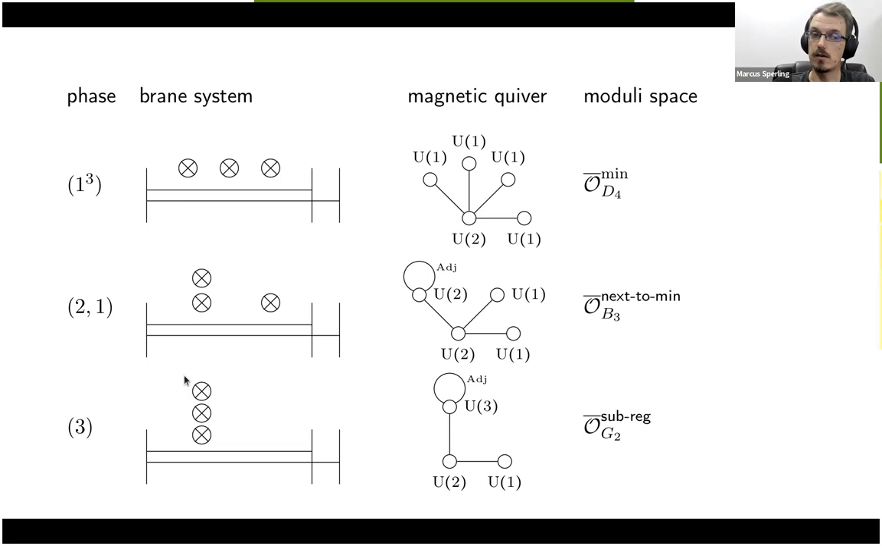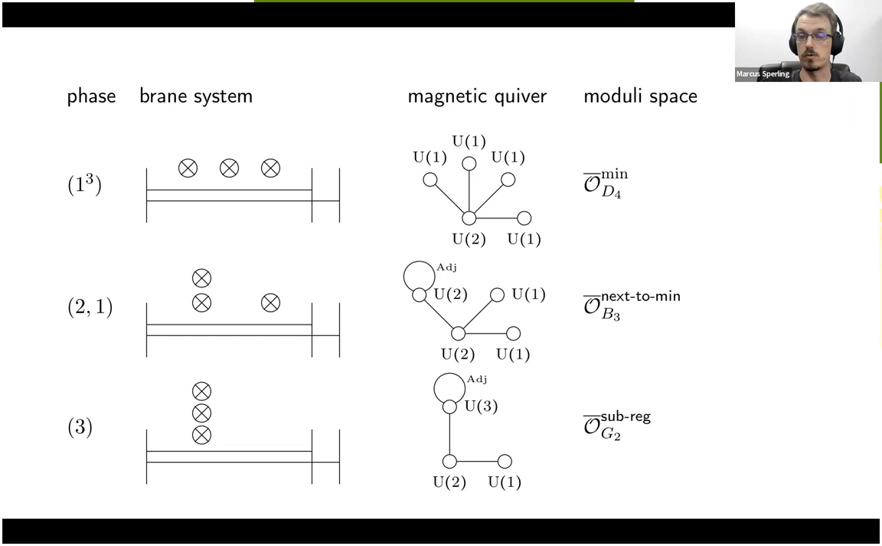And then the last phase, in which we're really going to the origin of the tensor branch, is where all the NS5 branes are aligned along x6. So the magnetic quiver is changed to a U(3) with an adjoint. And then you can convince yourself that this gives you the subregular orbit of G2, right? So having the presence of two tensor multiplets already tells you there's a different structure of Higgs branch phases, although the low energy effective description is the same as SU(2) with four flavors.